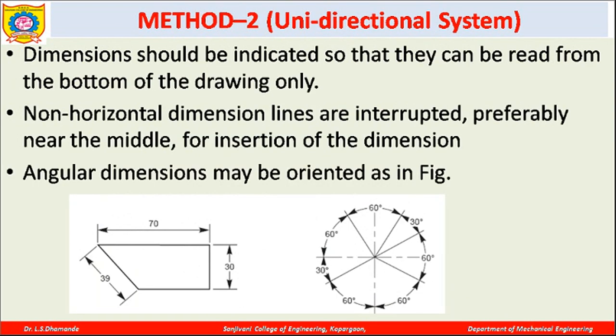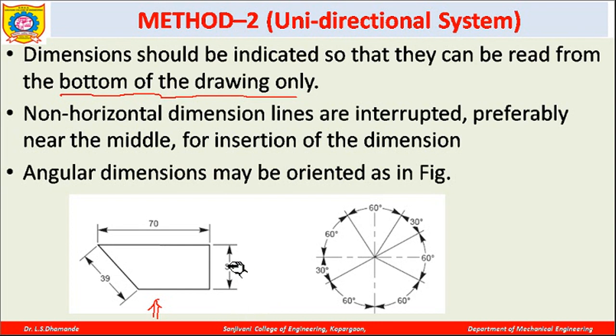Now the second method is the unidirectional method. Dimensions should be indicated so that they can be read from the bottom of the drawing only. In this case, there is a restriction that the drawing will be read from the bottom only. Here you can see this dimension, 70 mm, which can be read from the bottom side. If you see from this direction, we can read that 70 mm quite easily. Now this 30 mm, in the previous case we were in a position to see it from the right side, but now we expect that it should be read from the bottom only.